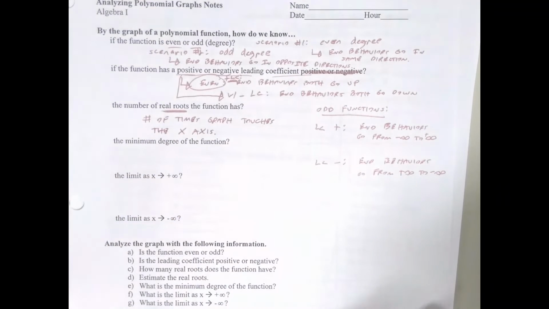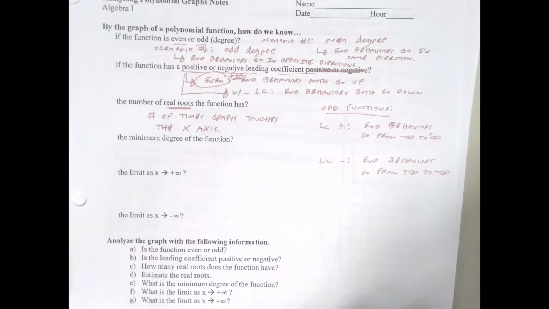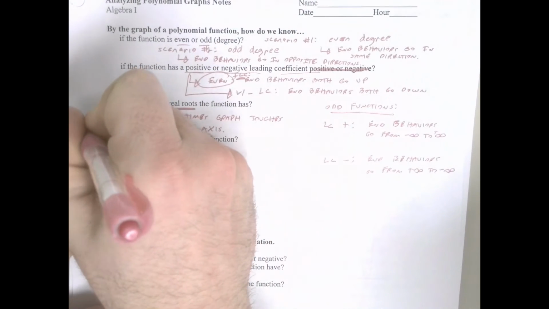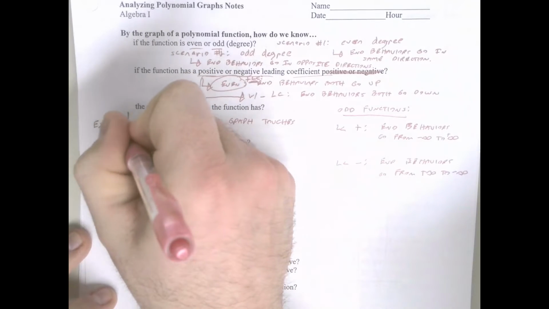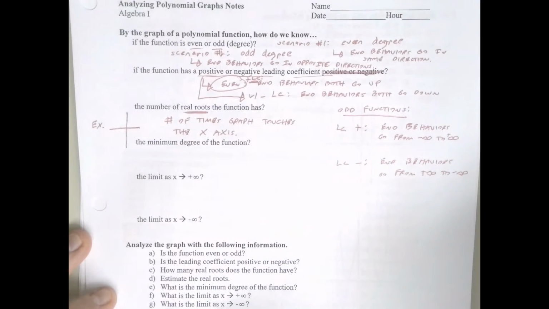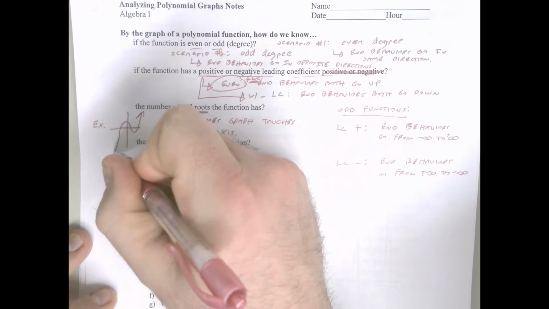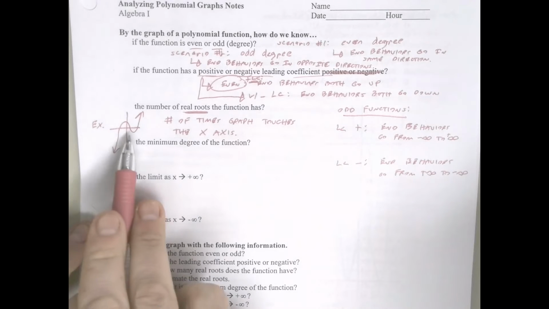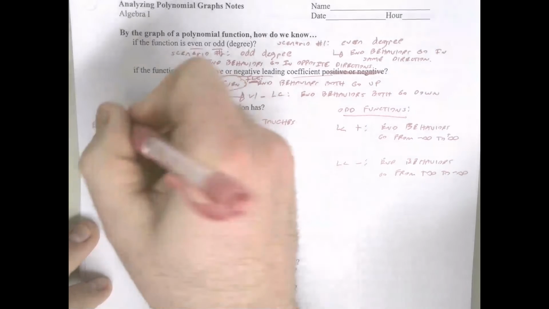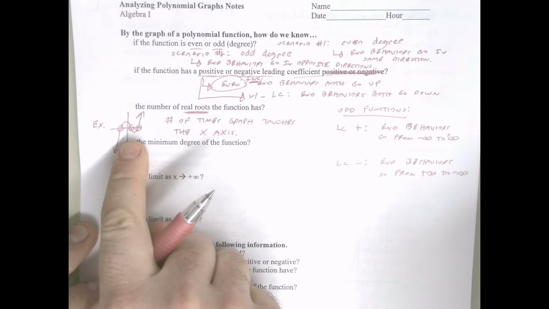Let me give you an example of looking at the number of real roots. On the side, I'm going to draw a little graph, and I want you to tell me, just by the graph, how many real roots it has. Let's say a graph curves like this and then it goes back up. How many times does that graph touch the x-axis? 3. So we're going to circle those 3 spots. Those are real roots. That's another characteristic that you want to look for in polynomials.